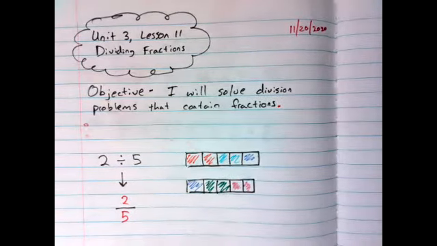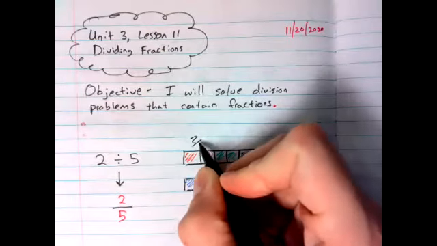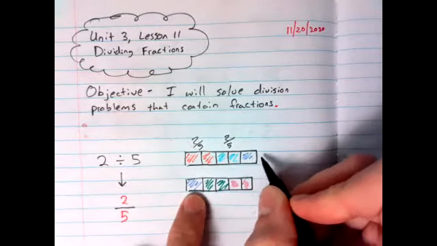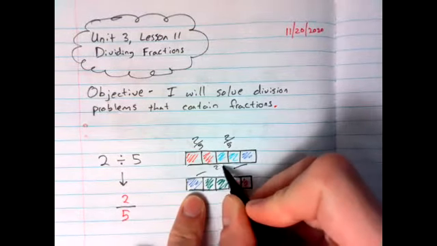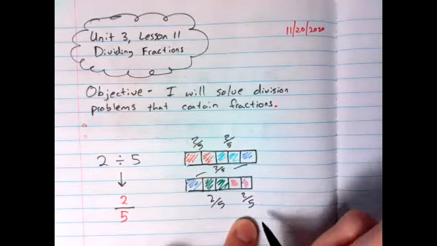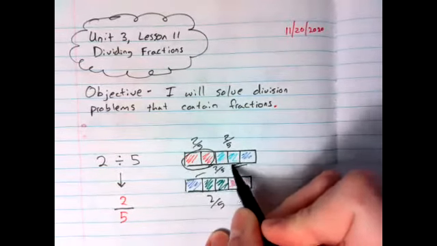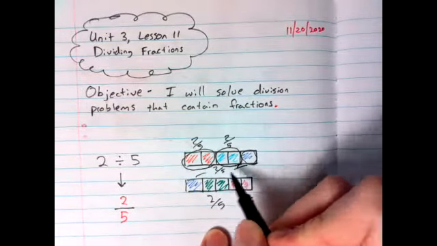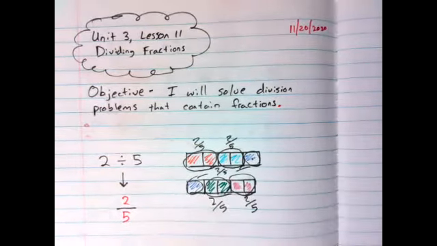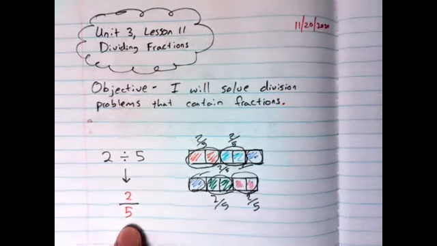All right, so I simply have 2/5, 2/5, another 2/5 right here. I'll connect them over here. I got 2/5 and 2/5. So I've got one set of 2/5, another set of 2/5, another set of 2/5. That's 1, 2, 3, 4, 5. So I have 2 things divided by 5 different groups. So thus we have 2/5.